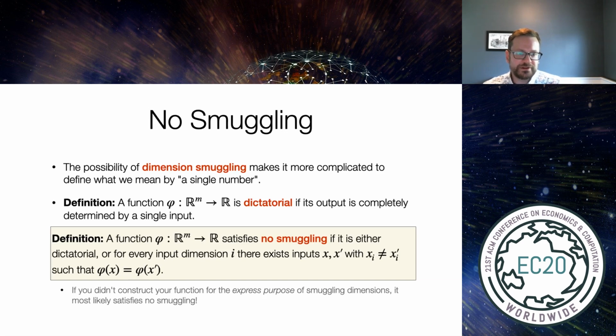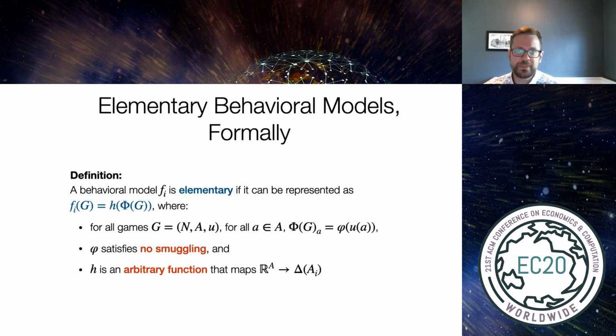And it turns out that if you didn't set up your function specifically for smuggling dimensions, it almost surely satisfies no smuggling. In particular, linear functions do. Sorry, I keep saying linear. Any continuous function is going to satisfy no smuggling. So this is, again, relatively weak. Okay, so that's the dotting of I's and crossing of T's out of the way.